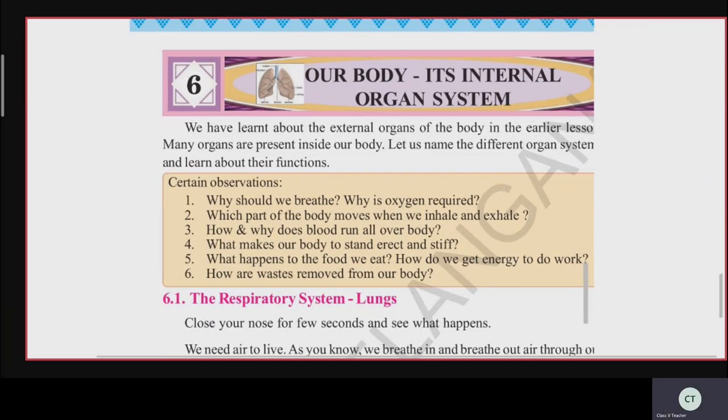Third point, how and why does the blood run all over the body? See, each part, wherever you cut, you will find blood. Why is it running all over the body? Fourth question, what makes our body stand erect and stiff? Why are we standing stiff? Why are we standing erect?